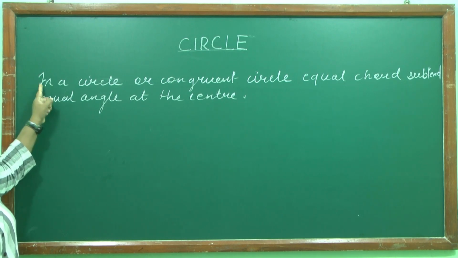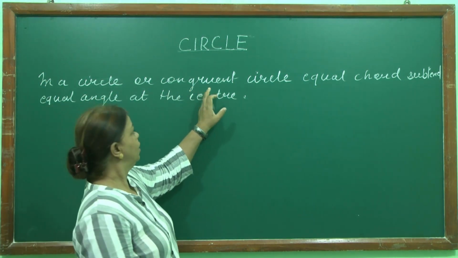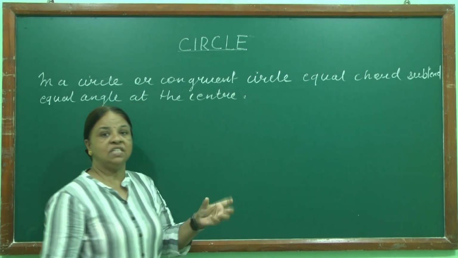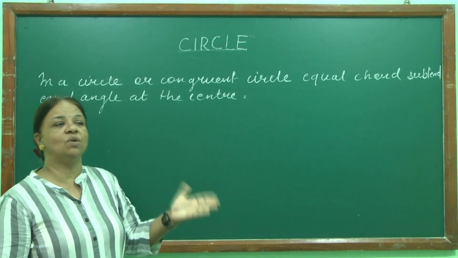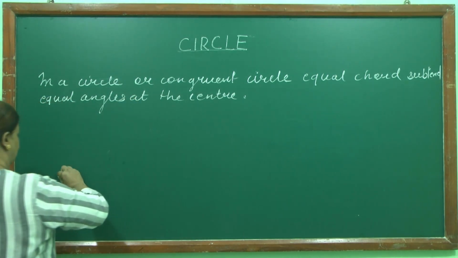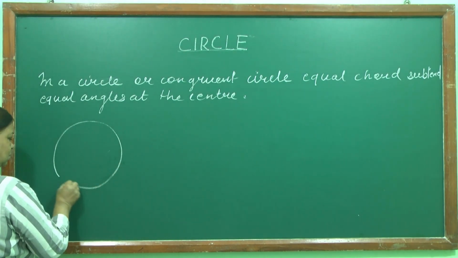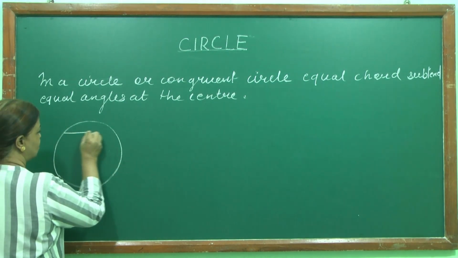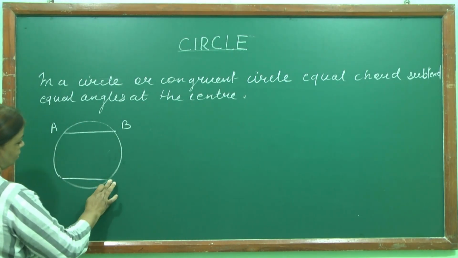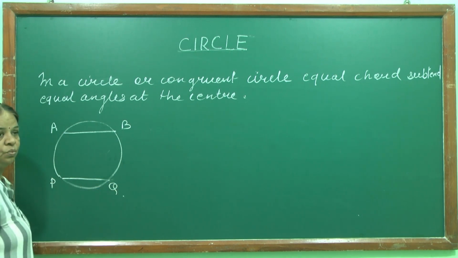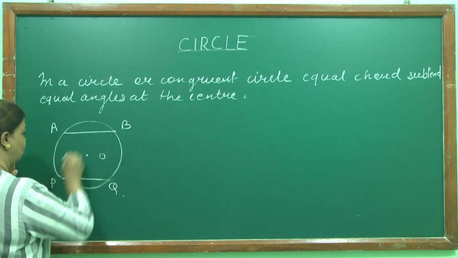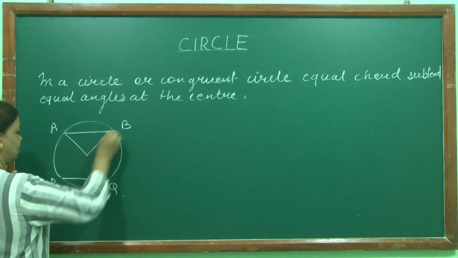Now we will see, in a circle, or if the circles are congruent and the chords are equal, then those equal chords are going to subtend equal angles at the center. Let us see. I am drawing a circle. Now this is called AB and this is called PQ. There is a chord AB and there is a chord PQ. This is center O.